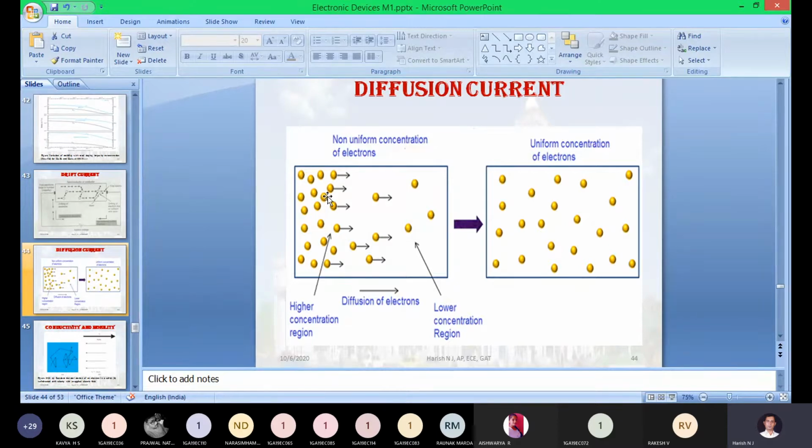Correct. So now can you tell me what is the net current? The simple definition of current: the movement of charge carriers from one place to another constitutes a current. In this case, there are 100 electrons moving randomly, with no particular direction. Can you tell me the net displacement, or the net current produced by that piece of semiconducting material?